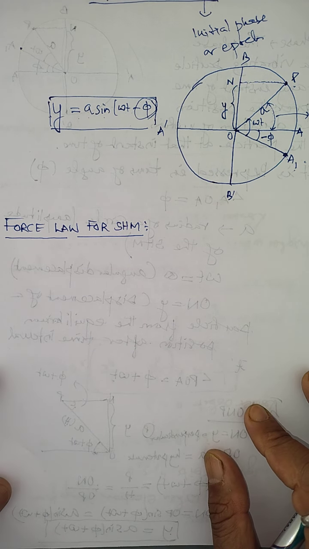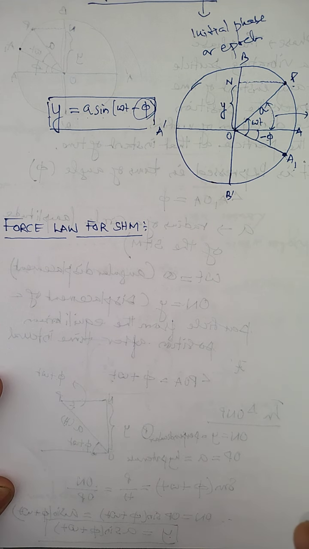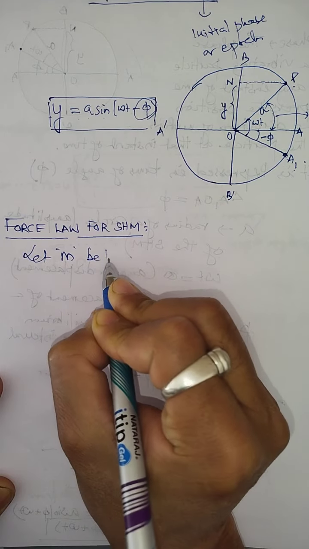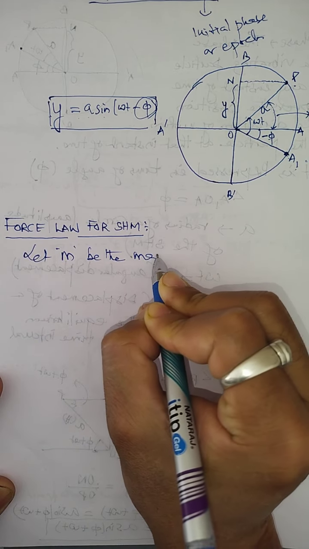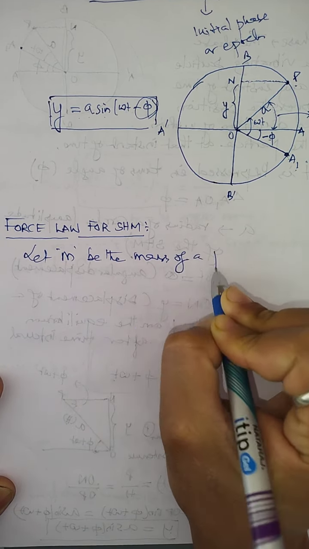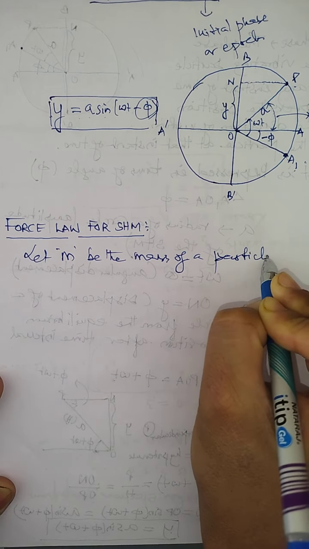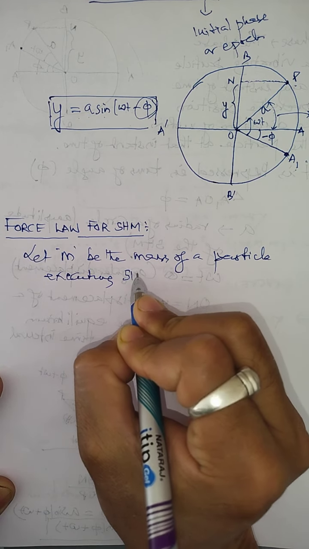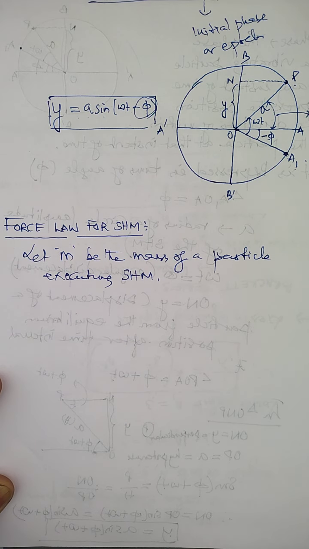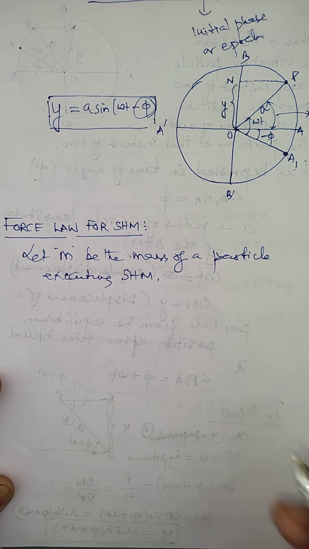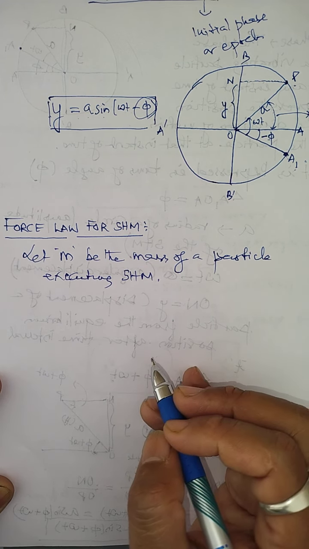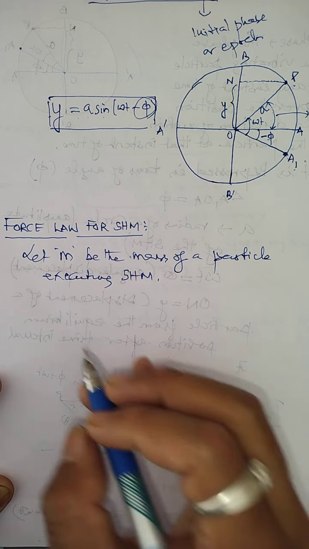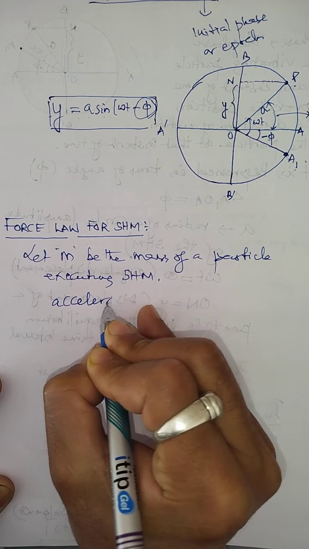So when a particle executes simple harmonic motion, every particle has a mass. So let m be the mass of a particle executing simple harmonic motion. Now, the force exerted on the particle can be measured when you know the acceleration of the particle. And we have done already, children, the acceleration of the particle is measured by this relation.